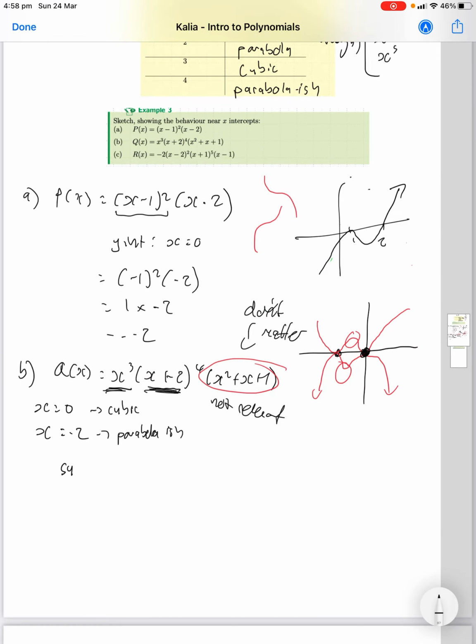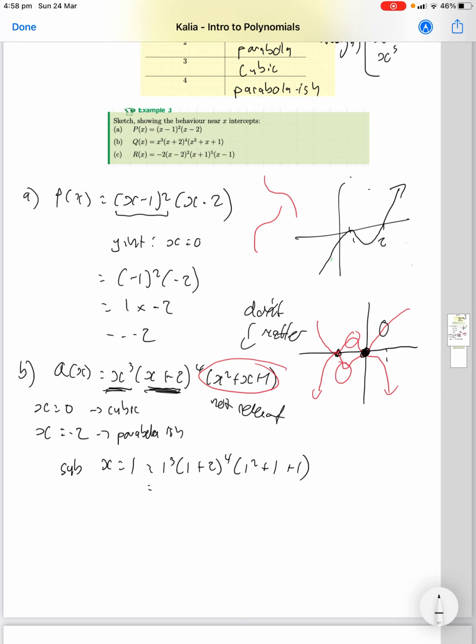So let's put in x is equal to 1. Let's give it a go. So let's sub it in. We've got 1 cubed, which is 1, 1 plus 2 to the 4, 1 squared plus 1 plus 1. This is all positive. It's just straight positive. The number itself doesn't actually matter. We just care about if it's positive or negative.